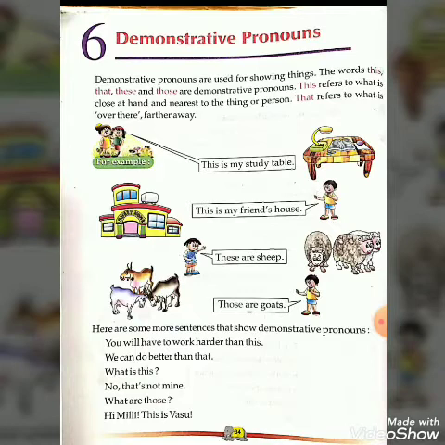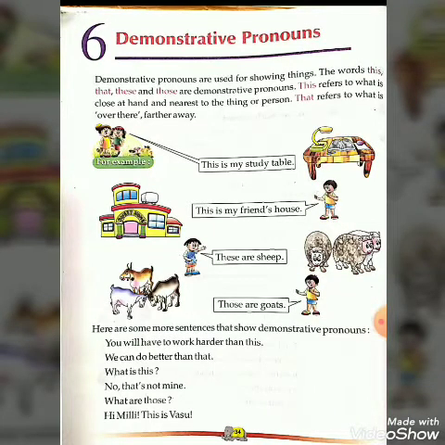Now, second example. This is my friend's house. Whose house? My friend's house. So here the word this refers to what is close to the boy. Now, third example, these are sheep. And next example you can see, those are goats.